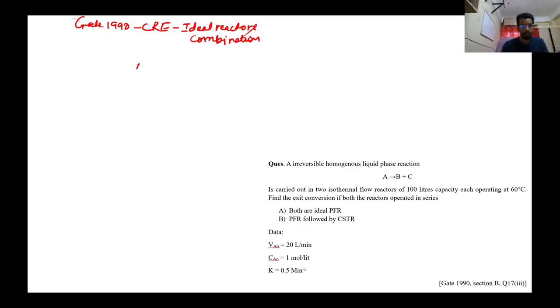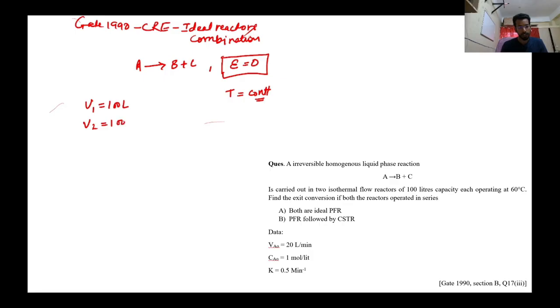So we have a liquid phase reaction A gives B plus C, and we know that for a liquid phase reaction the expansion factor is equal to 0. So we don't assume any volume expansion. It is carried out in two isothermal flow reactors, hence the temperature will remain constant, of 100-liter capacity each, operating at 60 degrees Celsius. Volume 1 is 100 liter, volume 2 is 100 liter.